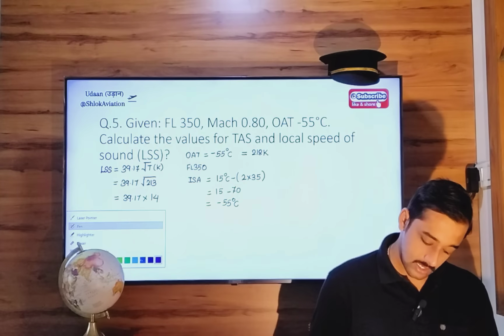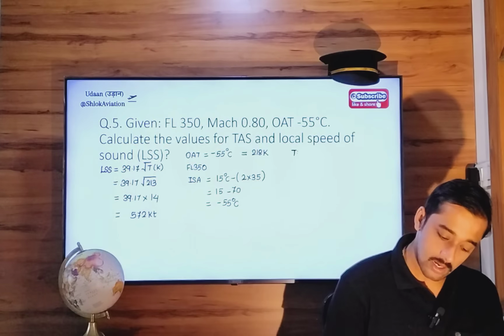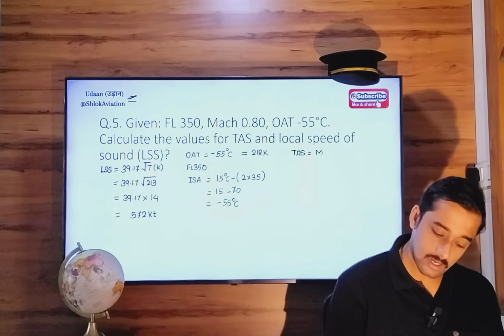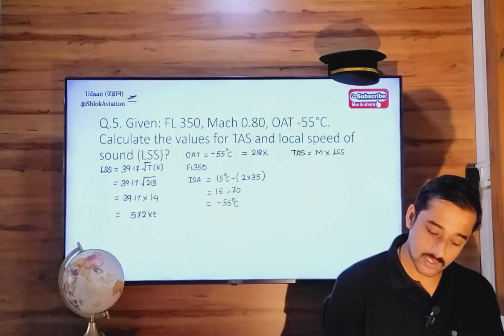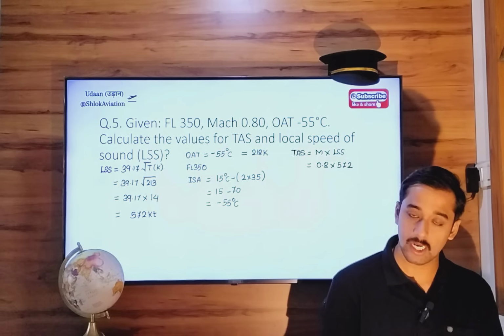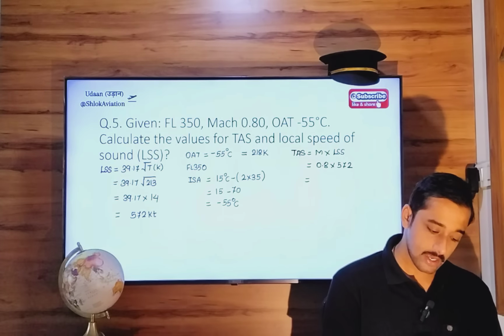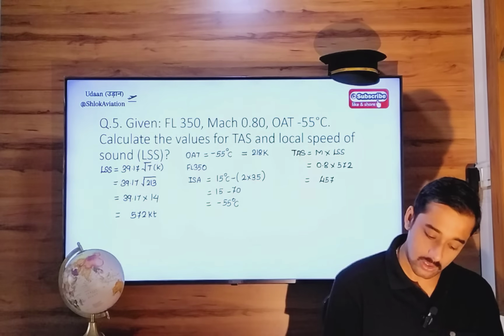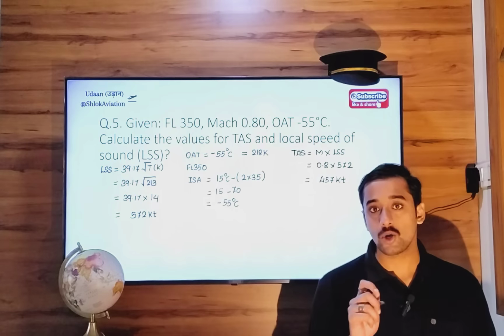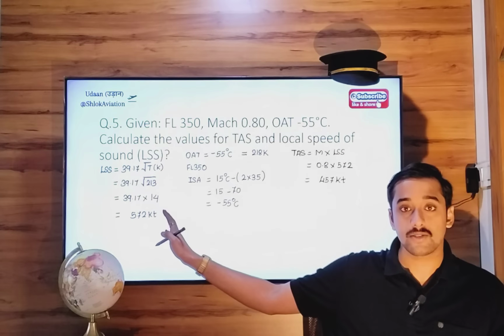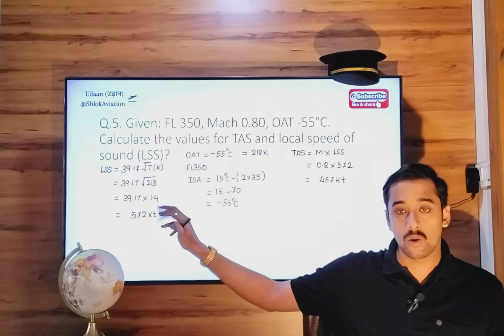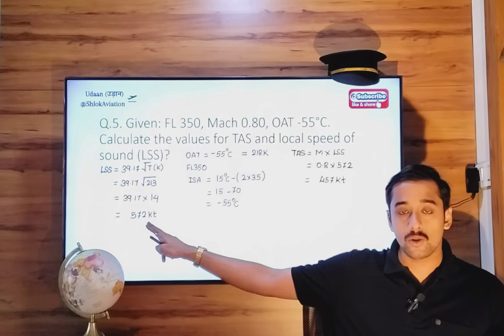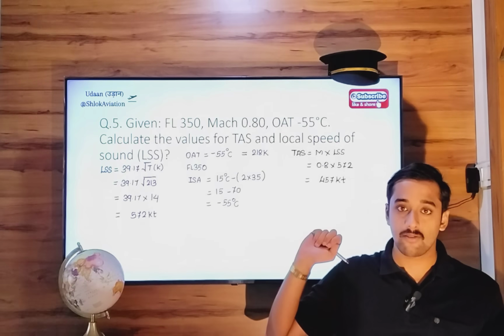Now true airspeed is equal to your Mach number multiplied by your local speed of sound. Mach number given in the question is 0.8. Local speed of sound is approximately 572. Now 0.8 into 572 is 457 knots. So you have to select the option which contains values closest to 572 knots and 457 knots.